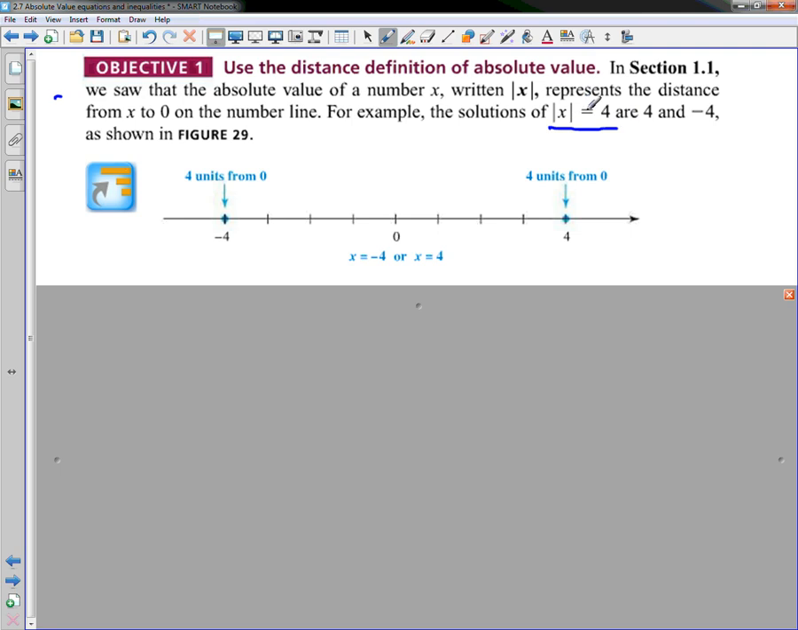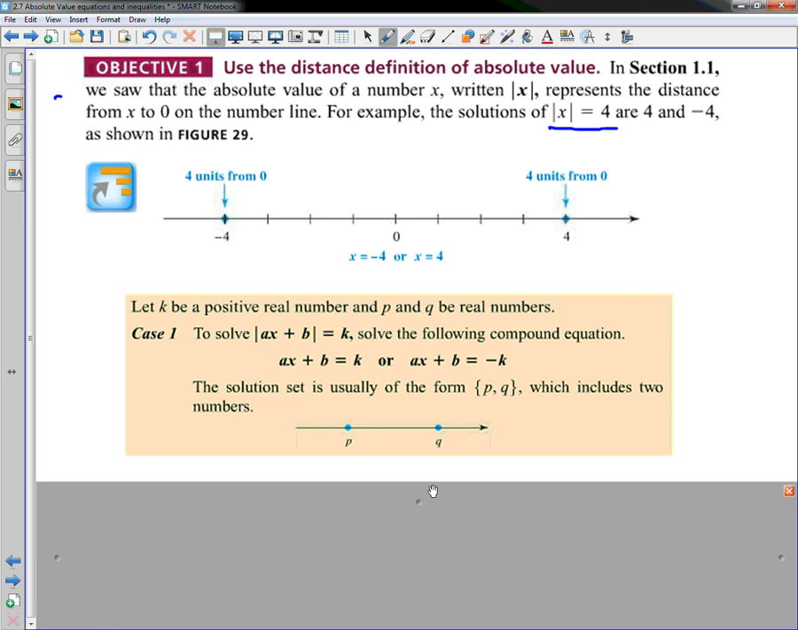In our first example, we're dealing with the absolute value of x is equal to 4. So we know that there are two solutions that are a distance of 4 units away. One of those solutions is -4. It's 4 units away from 0. The other solution is +4. It's also 4 units away. So when we're dealing with absolute value, we're going to run into two solutions a lot of the times.